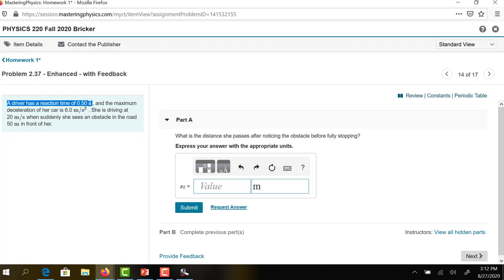What is the maximum deceleration of her car? And the maximum deceleration is 6. So the acceleration, in other words, is -6. She's driving at 20 meters per second when suddenly she sees an obstacle in the road 50 meters in front of her. What is the distance she passes after noticing the obstacle?